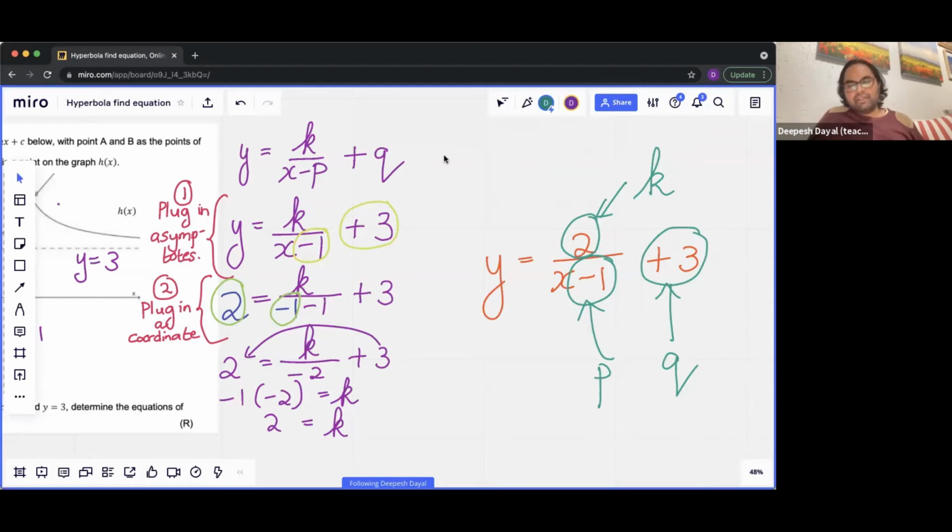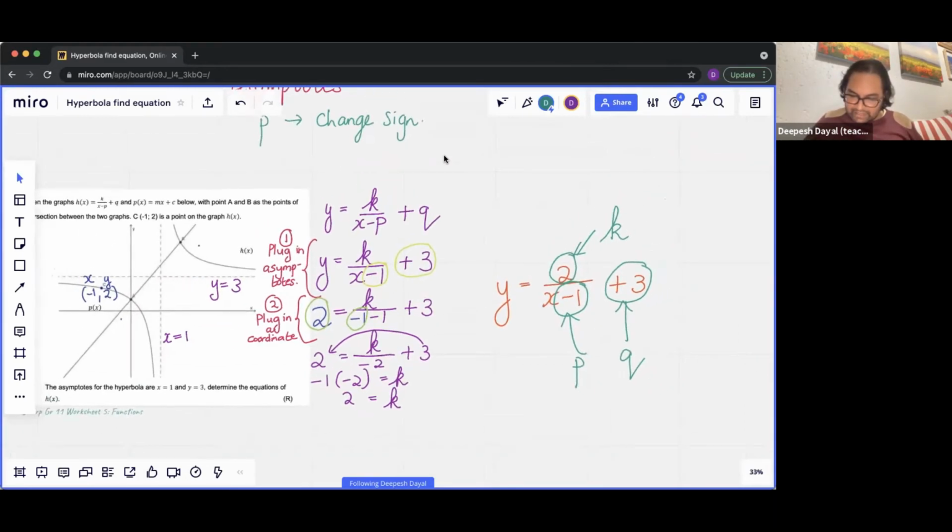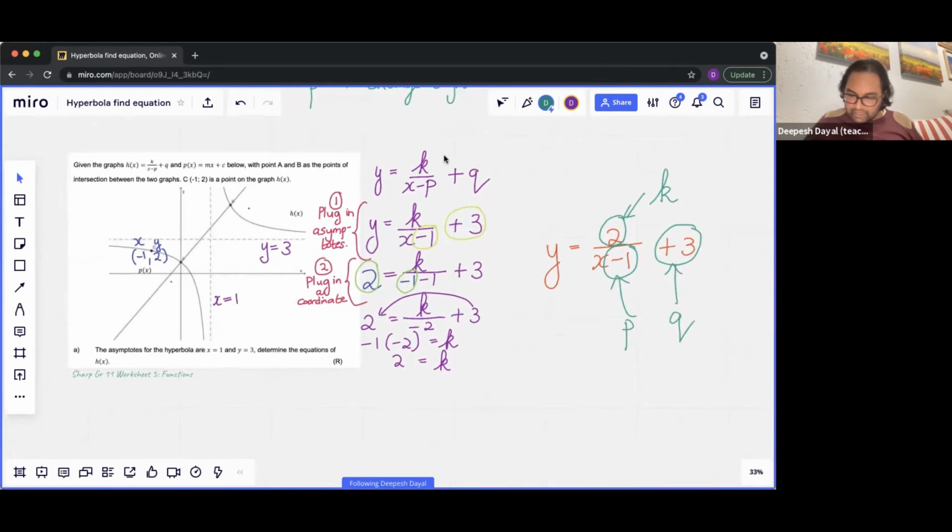But how do we know if this is right? We can test it if we want. What you can do is plug C in, which was minus 1 and minus 1, and when you plug X in, you should be able to get the Y. I'm not going to do that right now, but it is something you could do. If you want to test, you can plug in a coordinate and X, and you should get the Y, right? But it's not necessary.